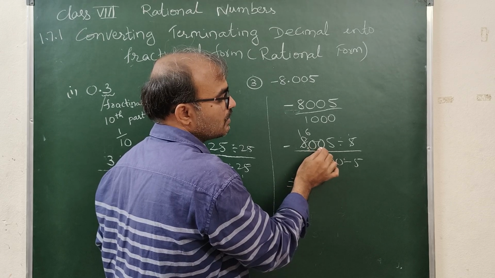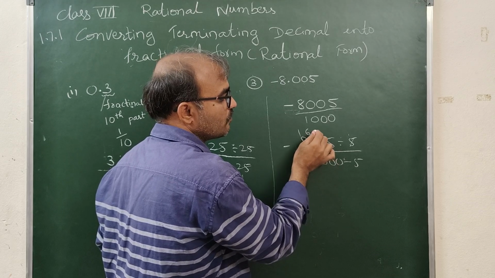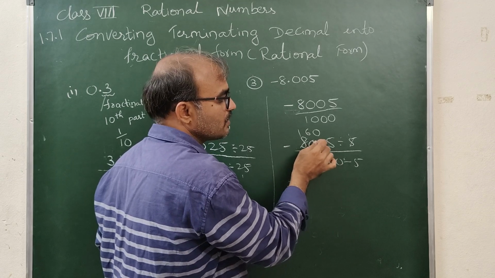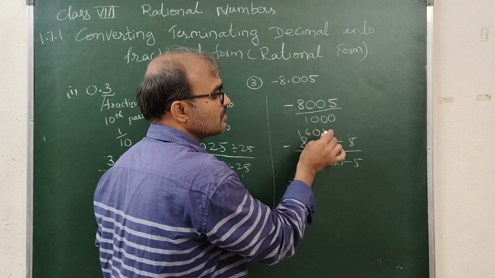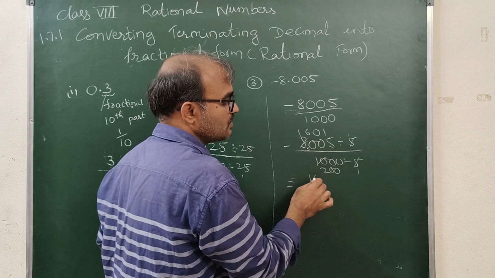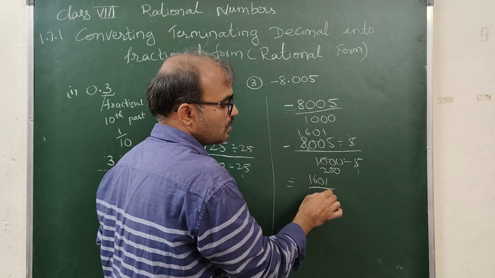Here you have to consider the 0s: 5, 0, 0. Generally students won't consider them while dividing. 500, 5 ones are 5, so the quotient is 1601. And 5 twos are 10, 0, 0. So it is 1601 by 200.